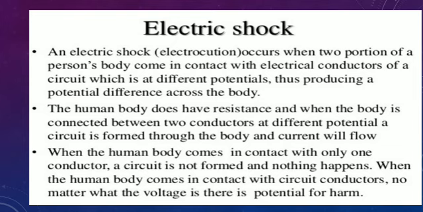Okay, now see this. An electric shock occurs when two portions of a person's body come in contact with electrical conductors of a circuit which are at different potentials, thus producing a potential difference across the body, right? And the human body does have resistance, so when the body is connected between two conductors, a circuit is formed through the body and the current will flow, right?